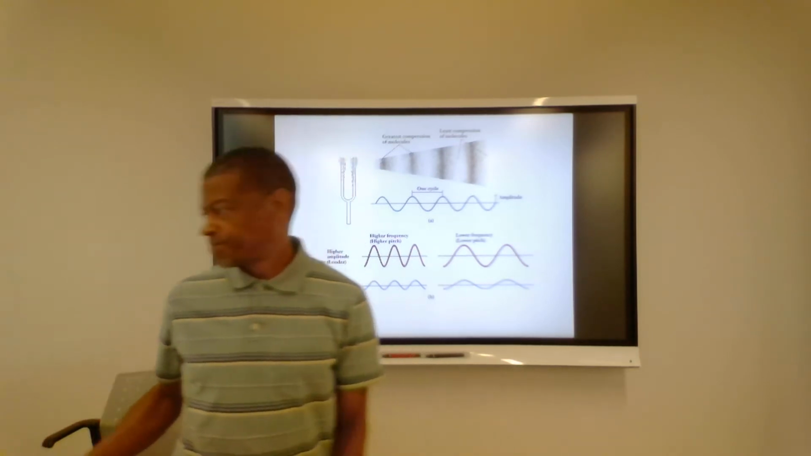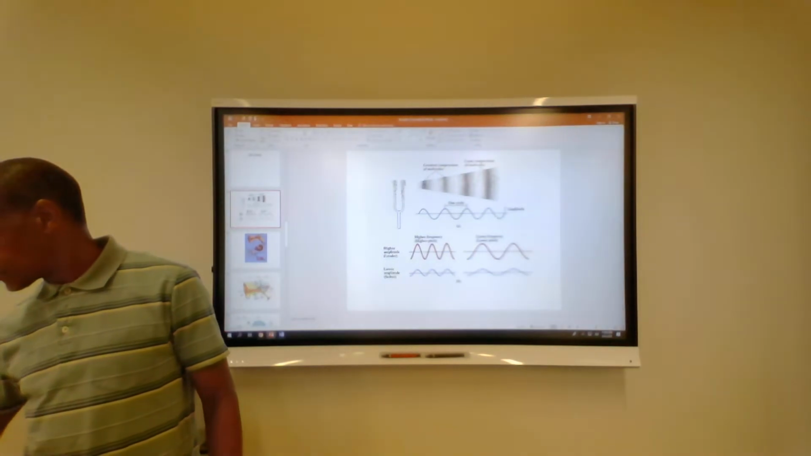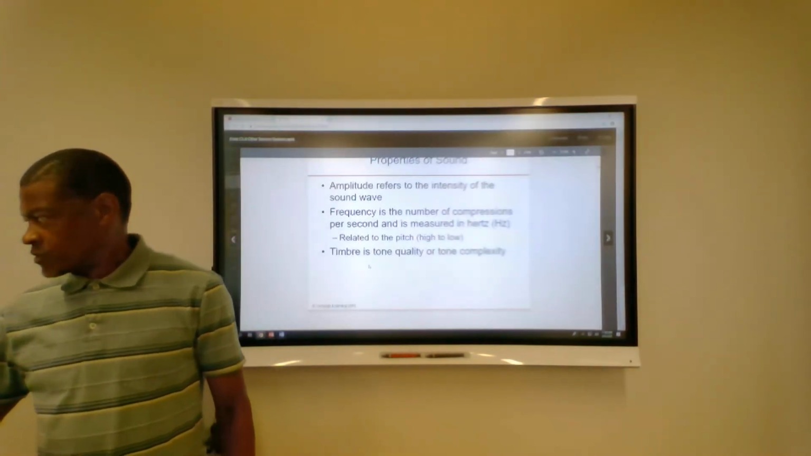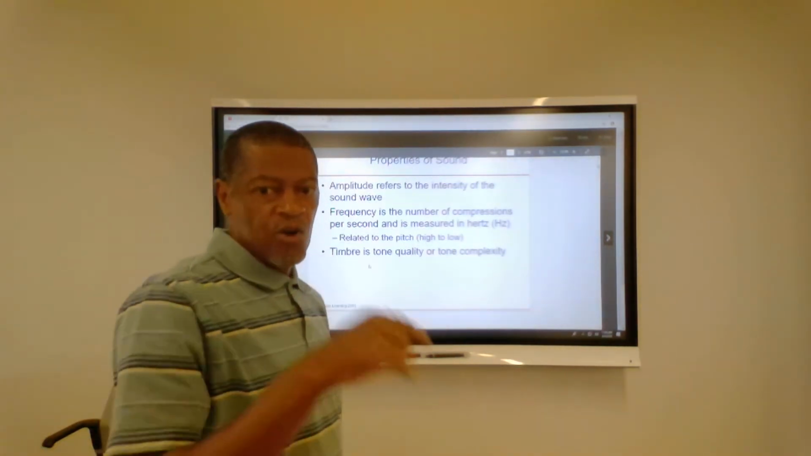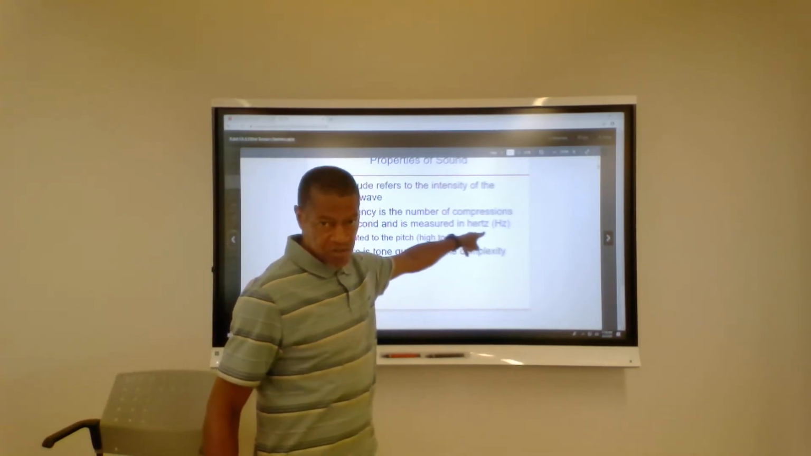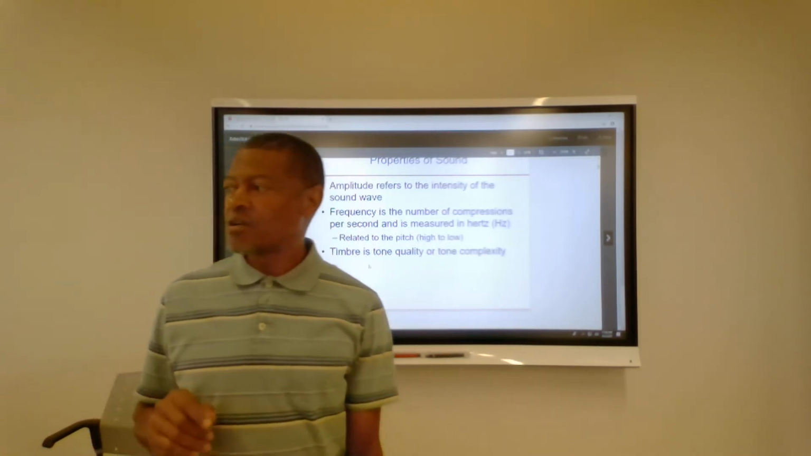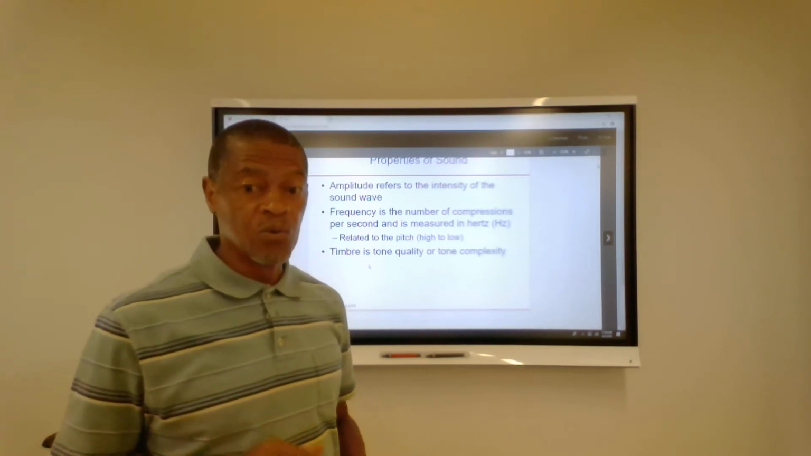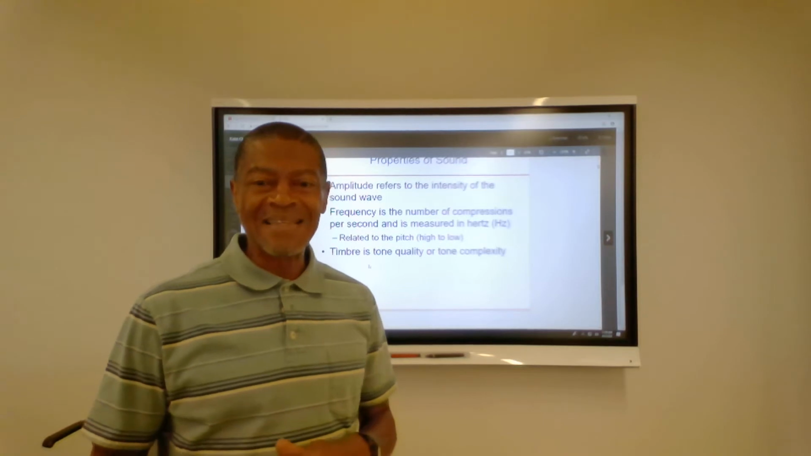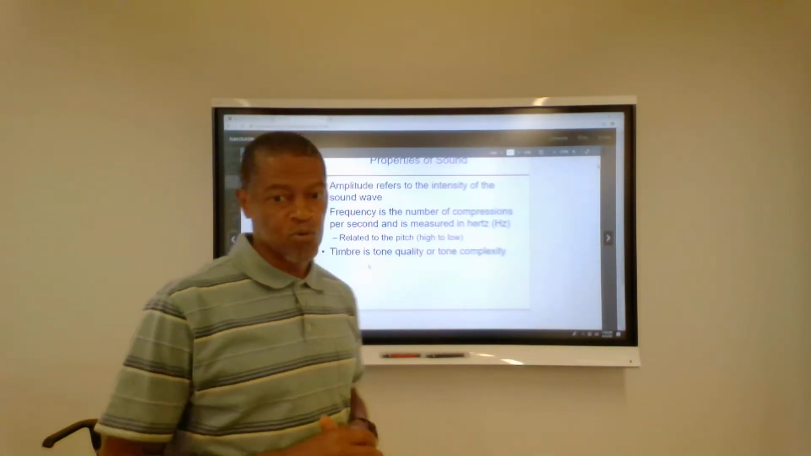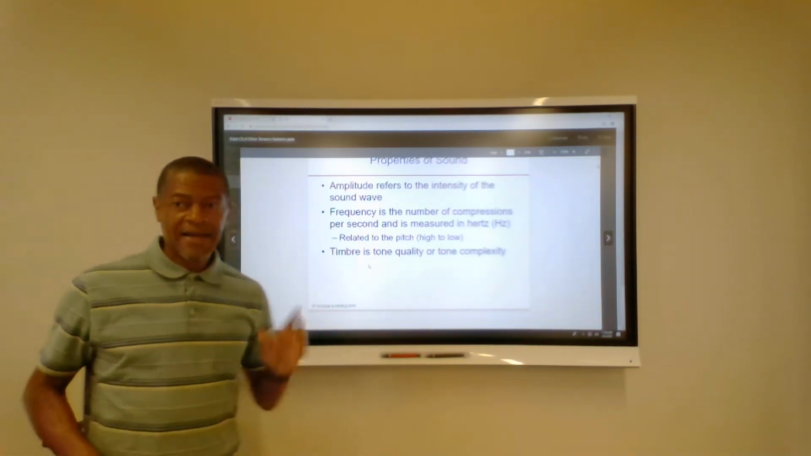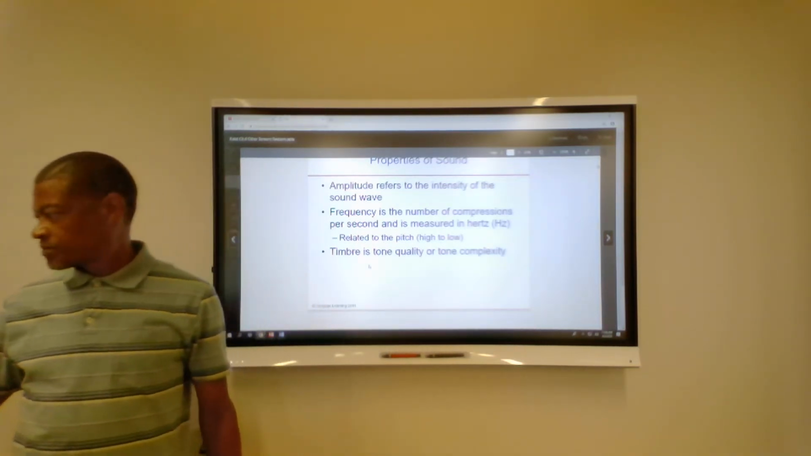So how do you measure it? Frequency, the rate, or cycles per second, is measured in hertz. Frequency, cycles per second, measured in hertz. Amplitude, loudness, intensity, is measured in decibels. So hertz, cycles per second; amplitude, decibels.